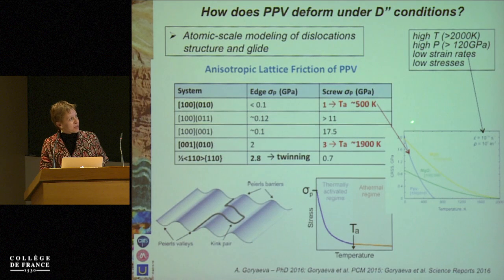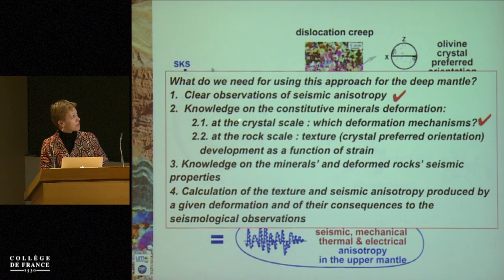And what is important is that you have a very strong decrease in the critical resolved shear stress with increase of temperature, meaning that in D double prime, post-perovskite is as weak as the ferropericlase. So you don't have this contrast you have in the lower mantle between bridgemanite and ferropericlase. In the double prime layer, both minerals are really weak. So we know how it deforms.